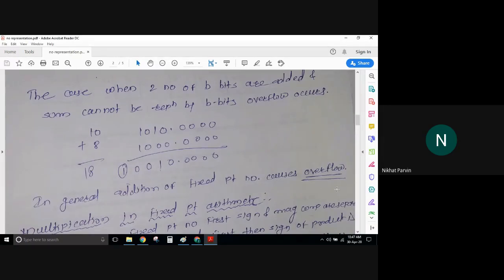So there are different ways to deal with that. But here I am simply saying what fixed point is, how to do addition, and what the problem is. The problem is overflow. Okay, this is what I have concluded with your fixed point. Now coming to multiplication.